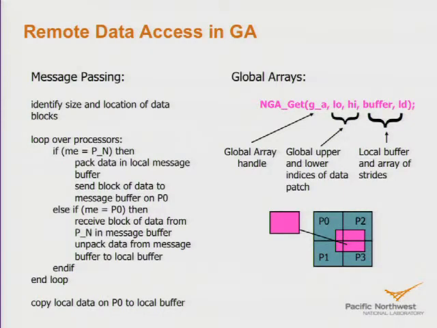So anyway, you finish off this loop, you get to the bottom, you still have to probably copy this one last local piece that's local to P0 into your buffer, and you're set to go. So this is the kind of thing you'd have to do for this kind of operation in a message passing context.